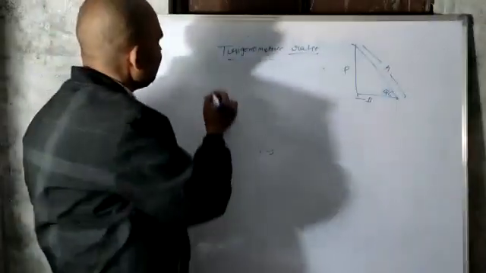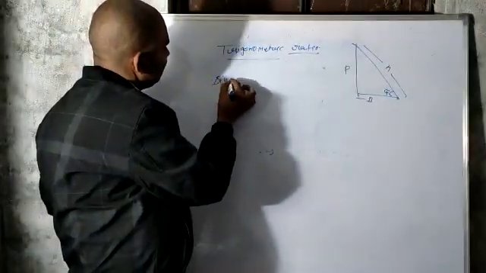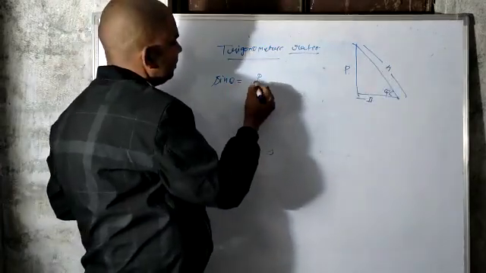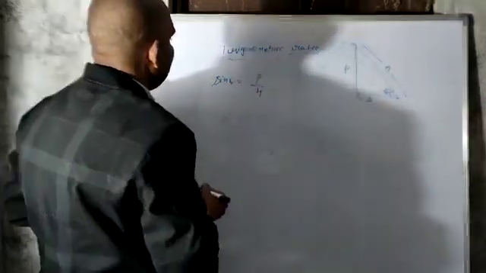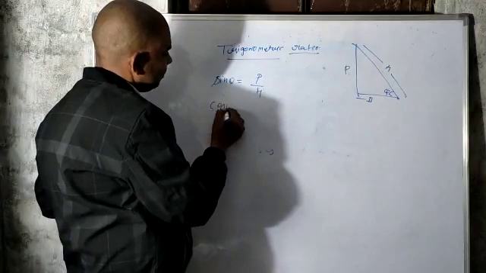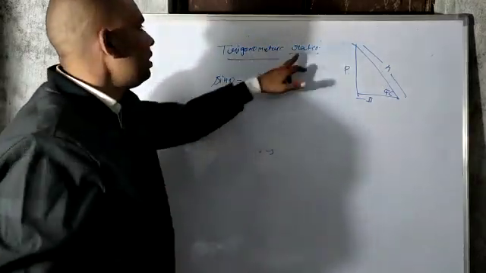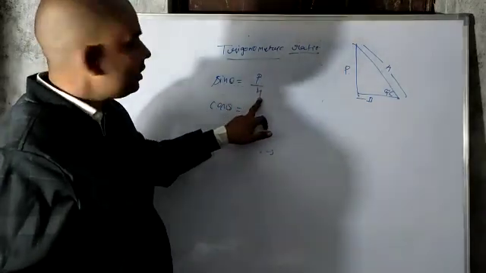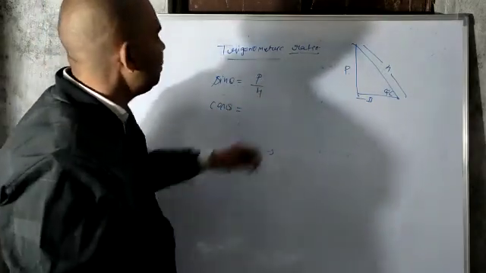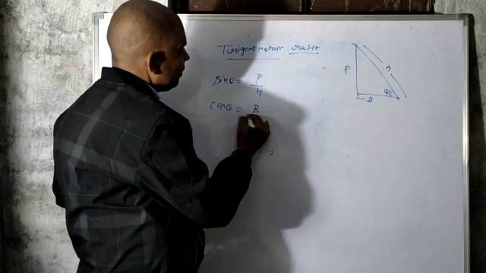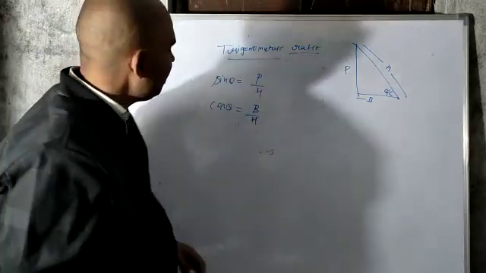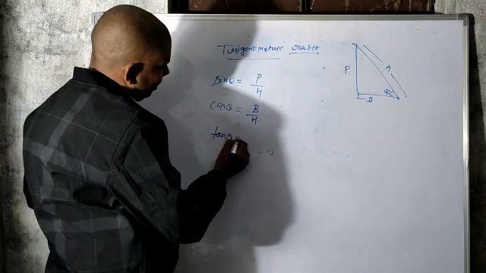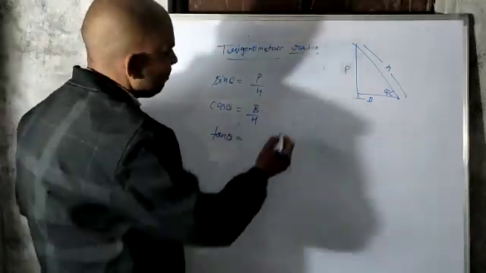So let's assume sin theta. Sin theta is equal to perpendicular upon hypotenuse. Similarly, cos theta. Ratio means sin theta is the ratio of perpendicular upon hypotenuse, and cos theta is the ratio of base upon hypotenuse. Next is tan theta. Tan theta is the ratio of perpendicular upon base.